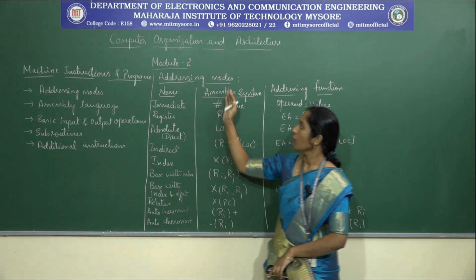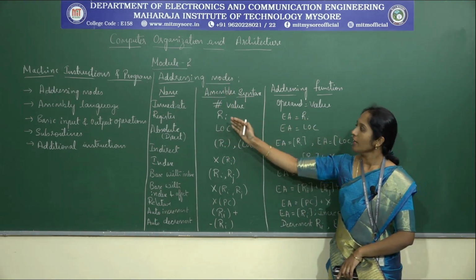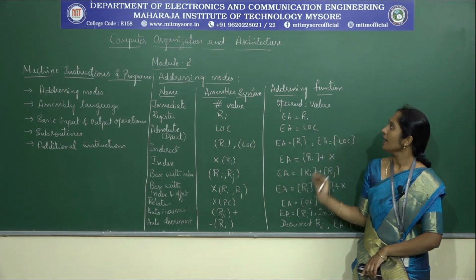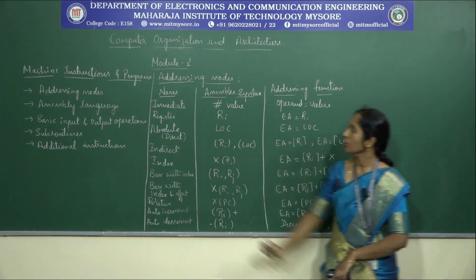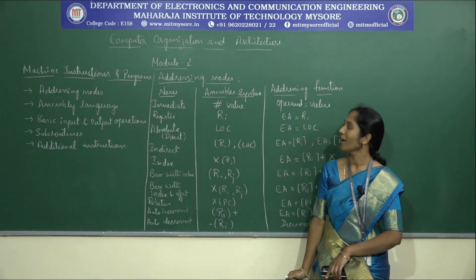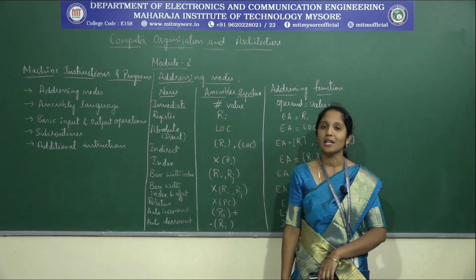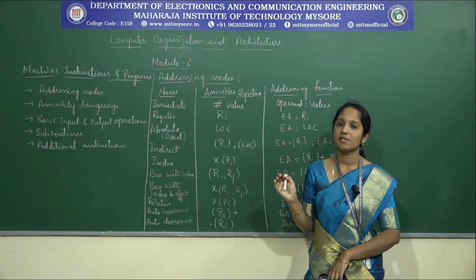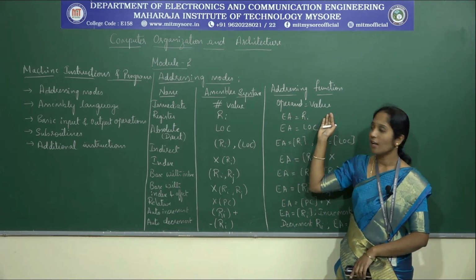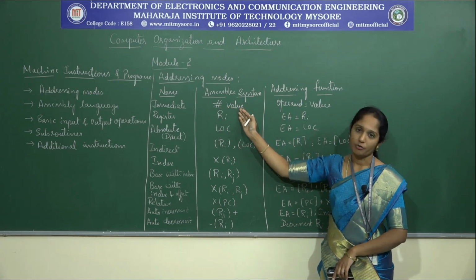Now if you observe, I have written a table here. Here we have some of the addressing modes, their assembler syntax and the addressing function. Initially, the first type of addressing mode we have is the immediate addressing mode. As the name itself says, the operand will be present implicitly in the instruction itself. So in the instruction itself you will have the value of the operand.